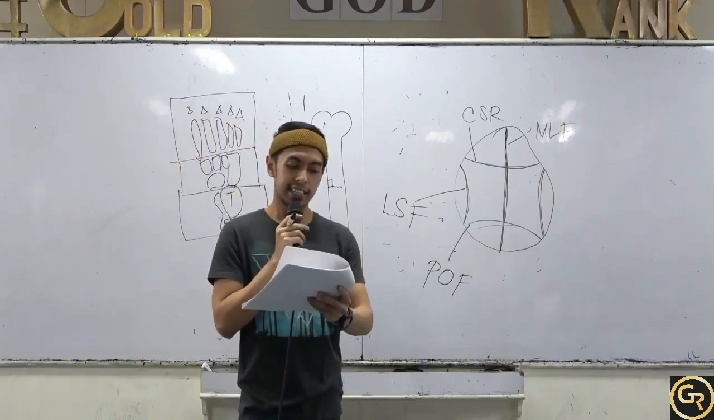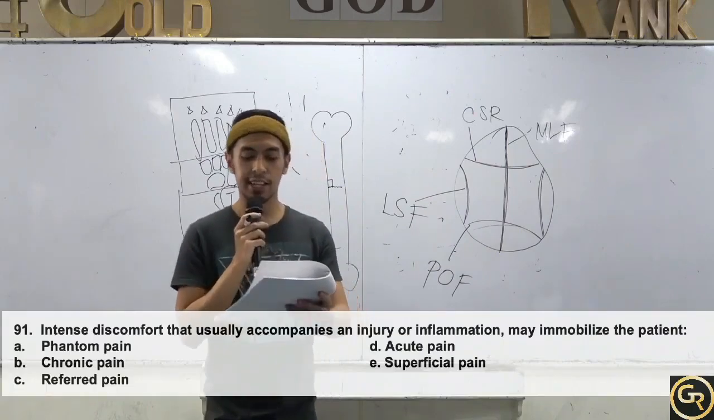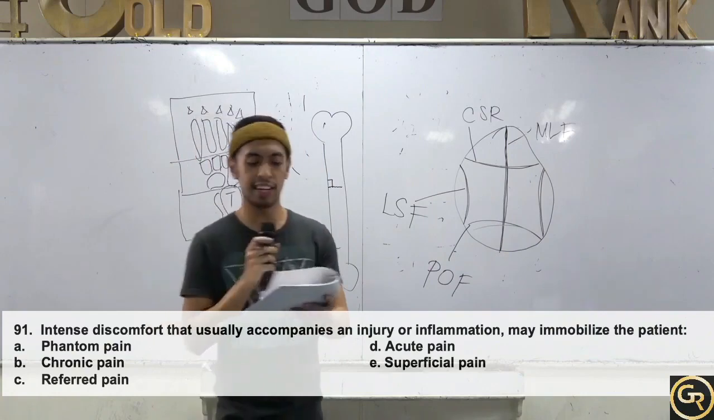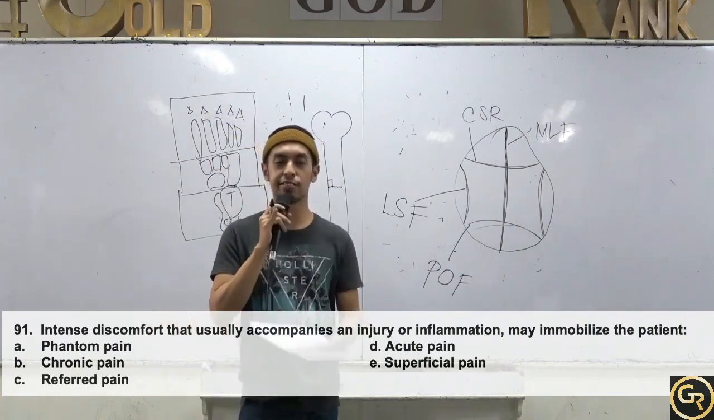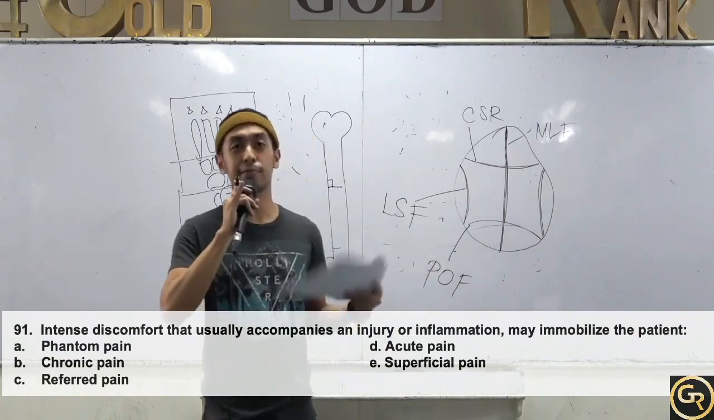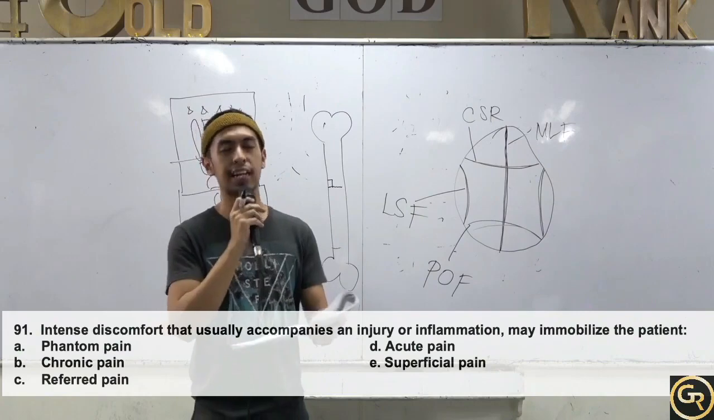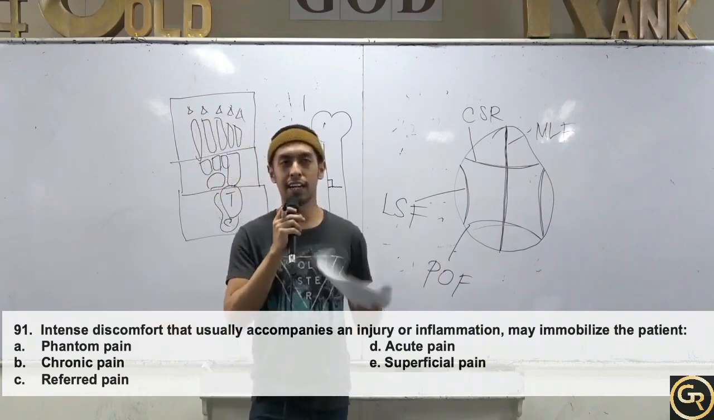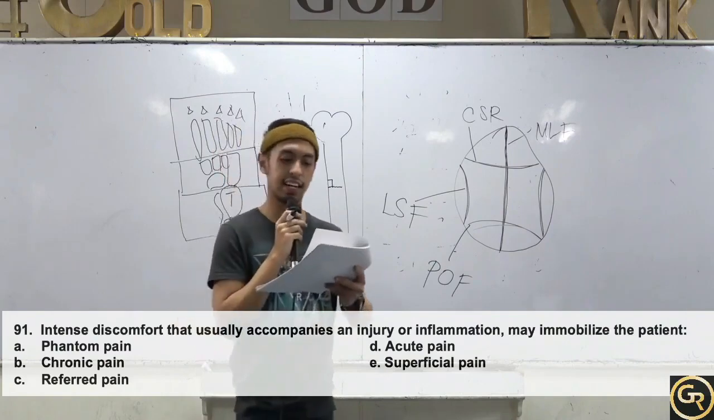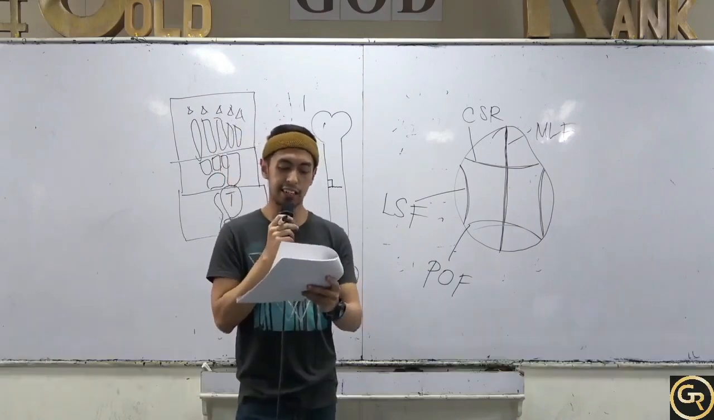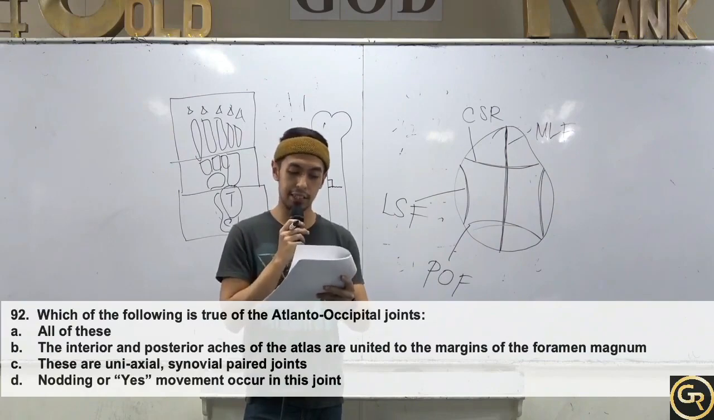91. Intense discomfort that usually accompanies an injury or inflammation may immobilize the patient. Okay? Just look at your keywords. Injury or inflammation. If injury or inflammation, that would be relevant to your acute pain. Right? Acute pain. When there is inflammation, it's acute in nature. Okay? Letter dog.